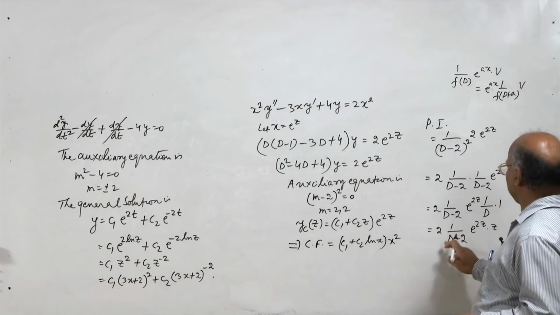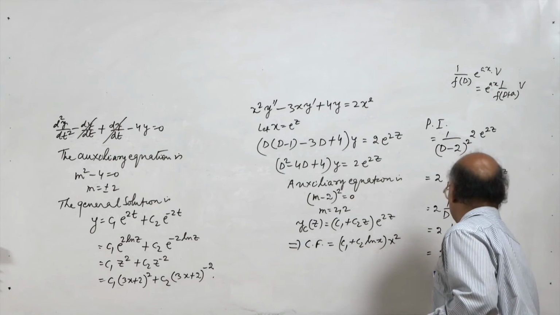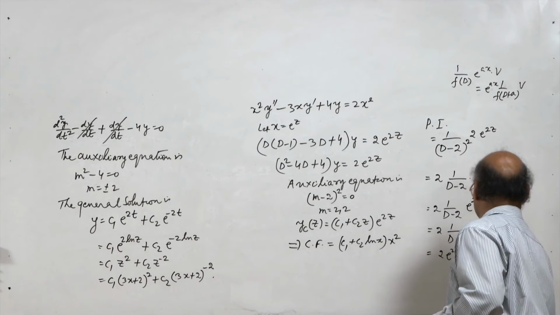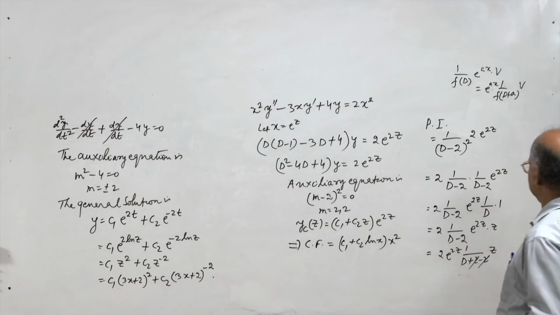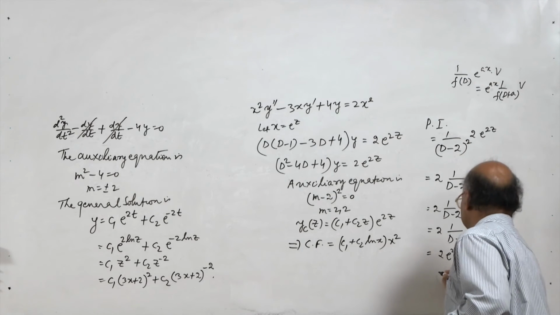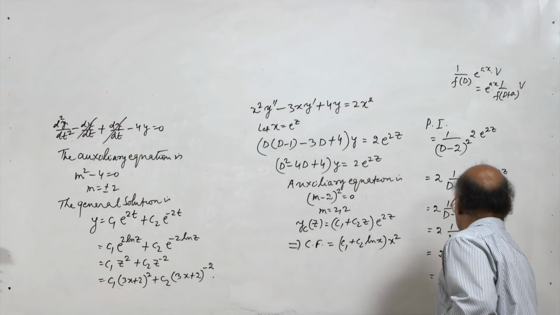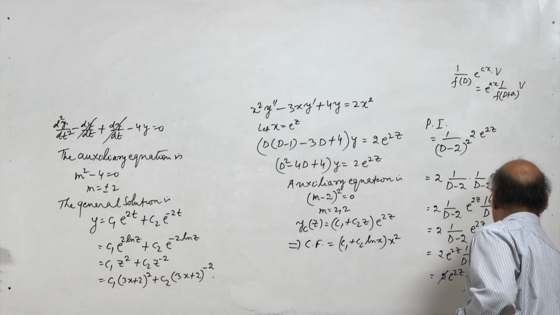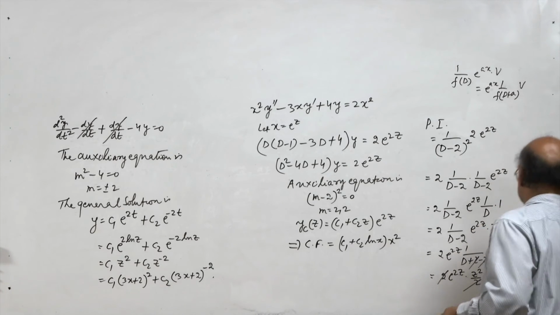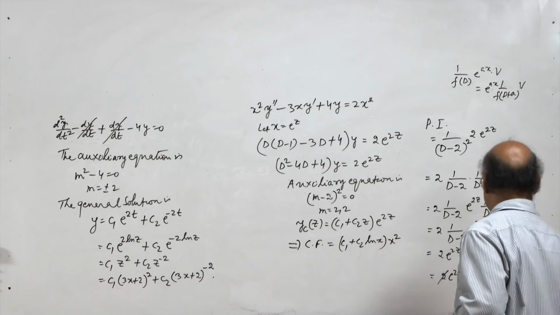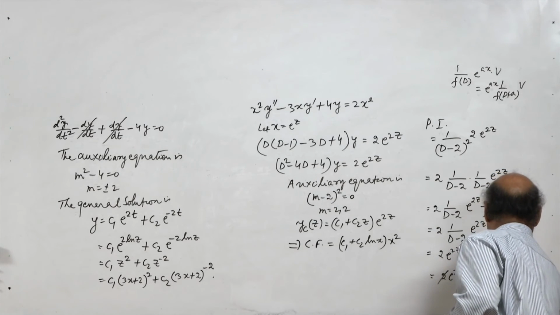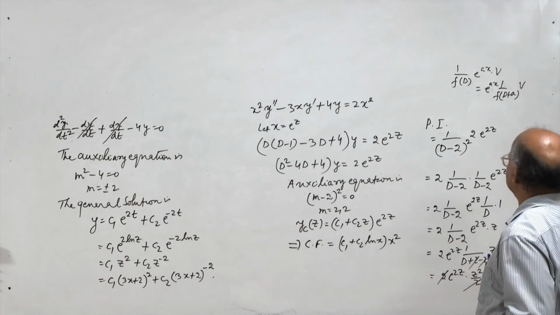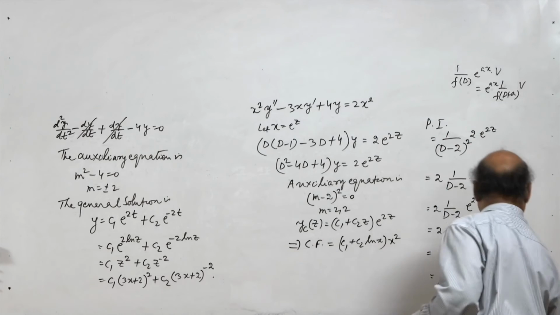Again, e to the power 2z into V, so we get 2 times e to the power 2z, 1 over (D + 2 − 2) operating on z. 1 over D when it operates on z we get integral of z, so z²/2, and 2 times that gives z² e to the power 2z. Writing z in terms of x, we write z equal to ln x, so this is (ln x)², and e to the power 2z is x². So this is the particular integral, y_p(x).